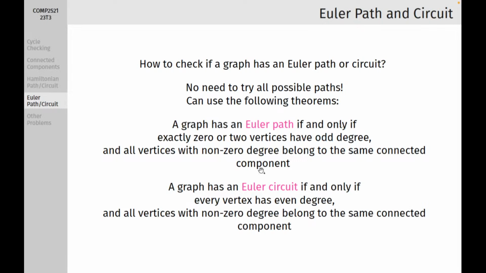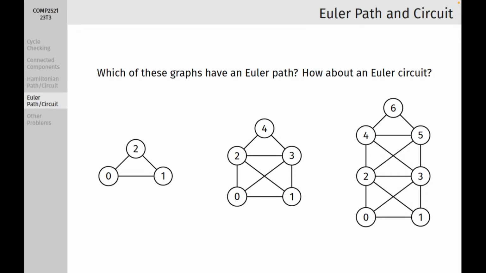And how about an Euler circuit? A graph has an Euler circuit if and only if every vertex has even degree, so every vertex, and all vertices with non-zero degree belong to the same connected component. Let's just focus on the first constraint for now. An Euler path exists if exactly 0 or 2 vertices have odd degree, and an Euler circuit exists if every vertex has even degree. Now here are some examples of graphs.